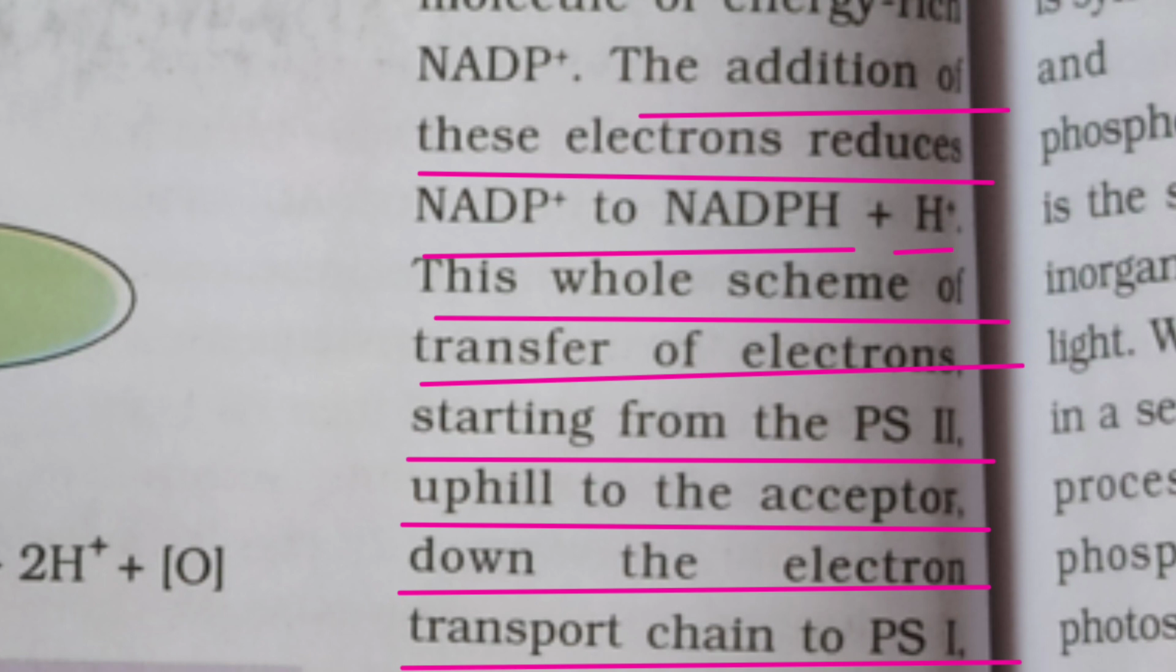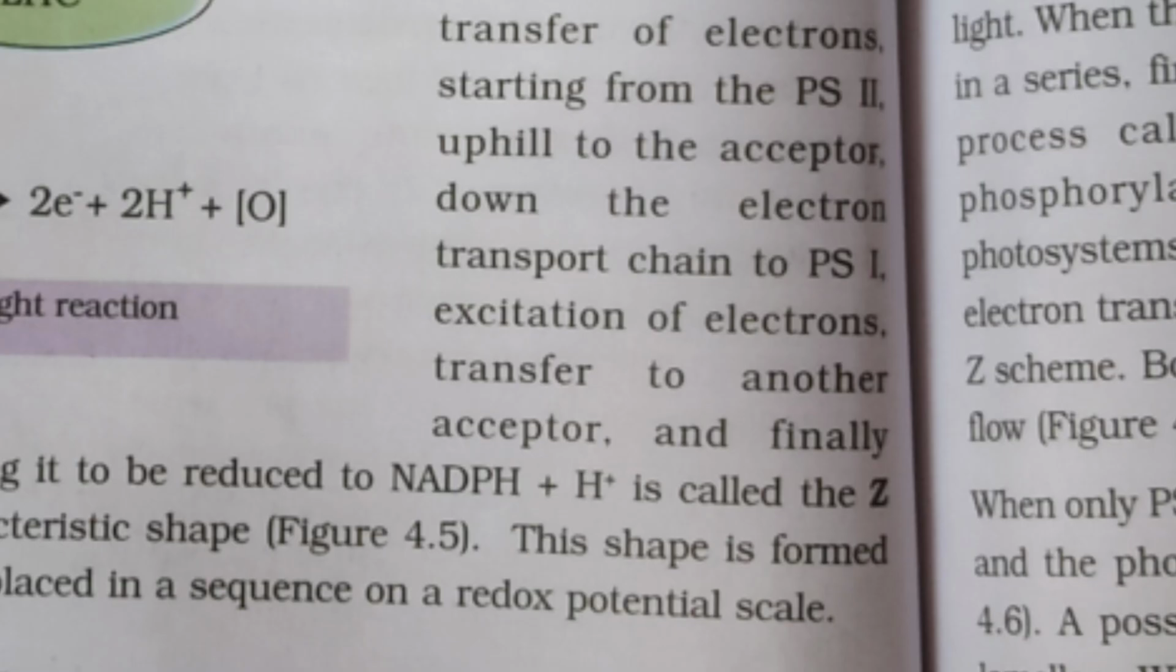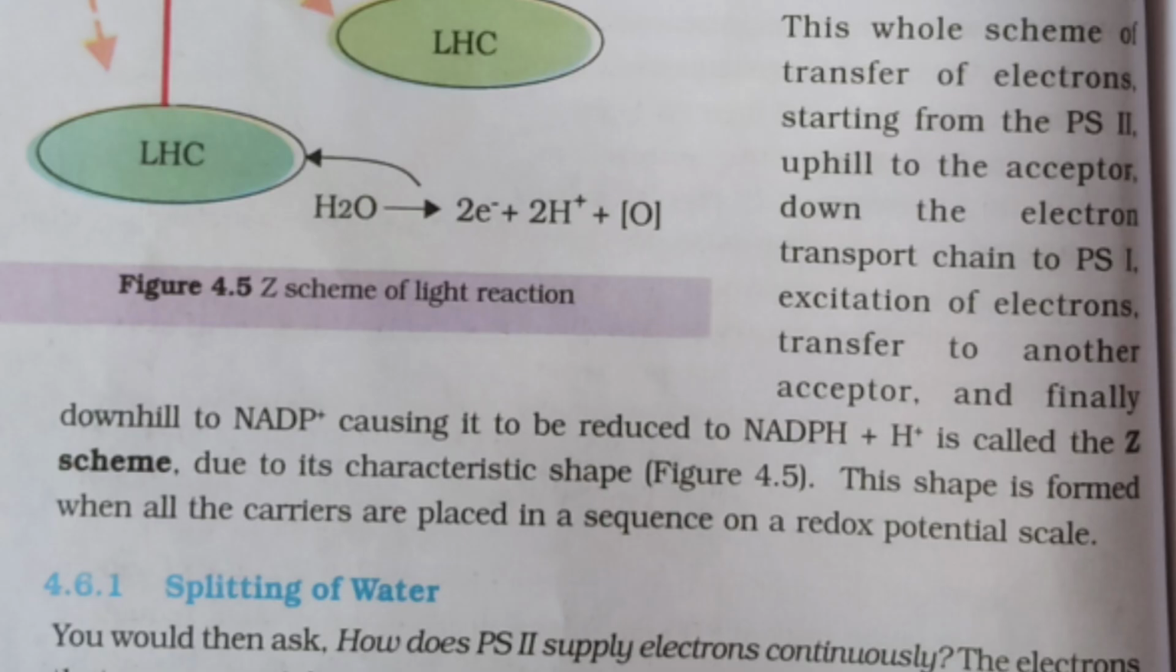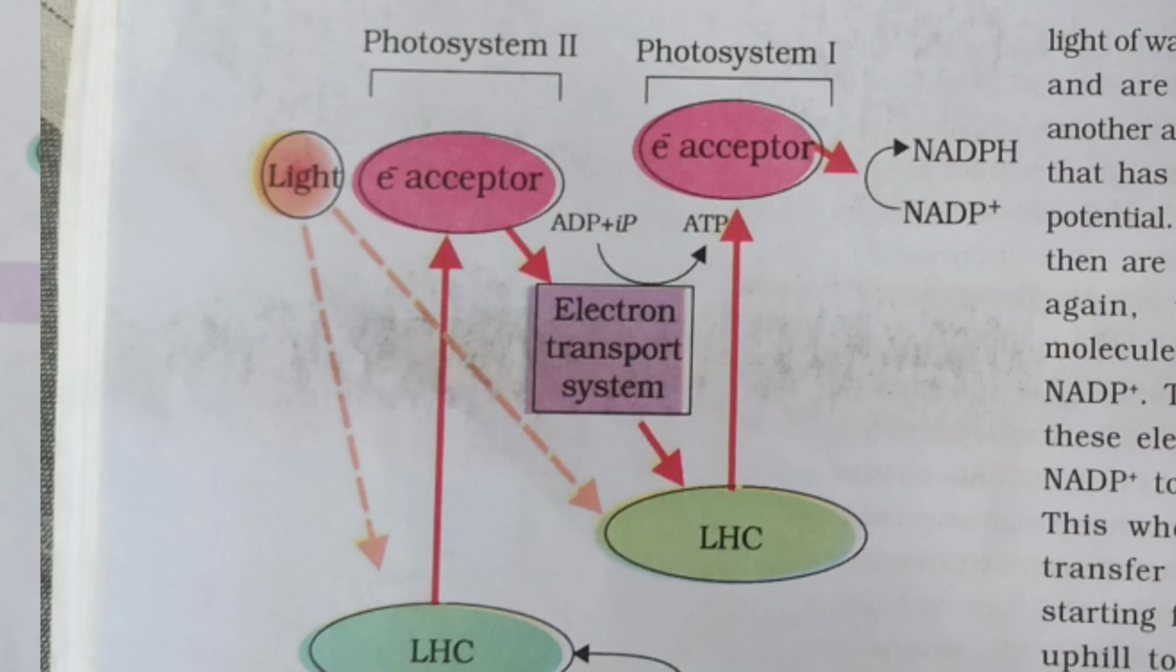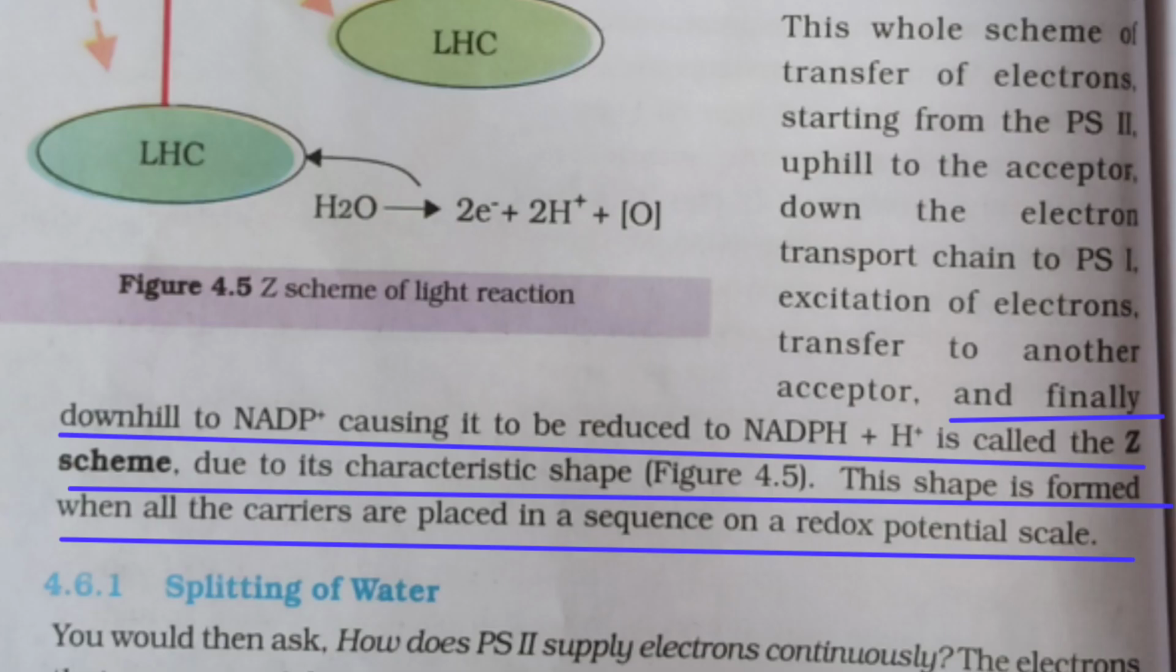This whole scheme of transfer of electrons, starting from the PS2 uphill to the acceptor, down the electron transport chain to PS1, excitation of electrons transferred to another acceptor and finally downhill to NADP+ causing it to be reduced to NADPH plus H+, is called the Z scheme due to its characteristic shape. This shape is formed when all the carriers are placed in sequence on a redox potential scale.